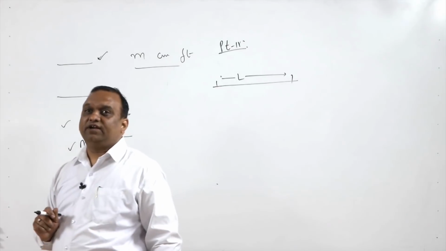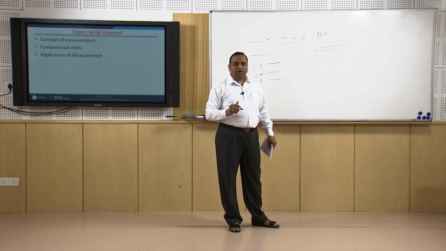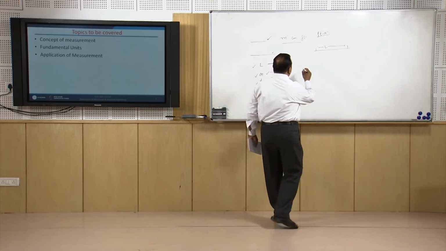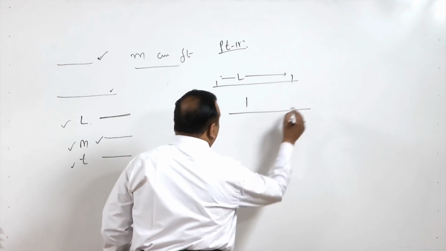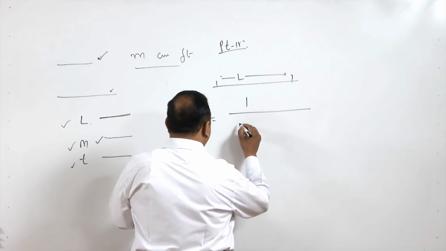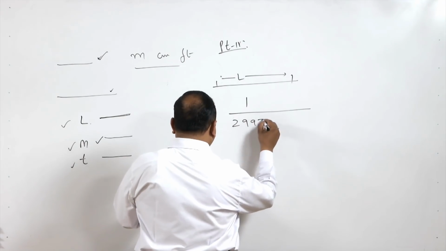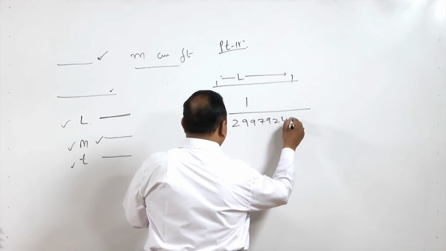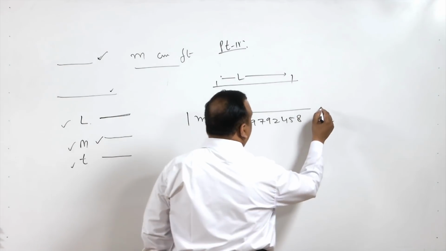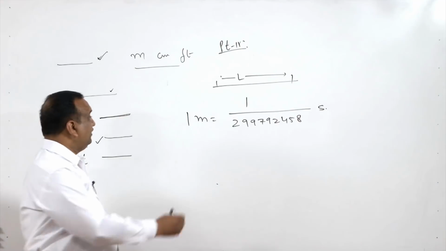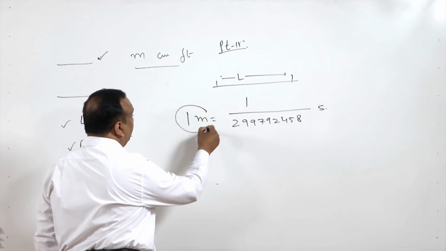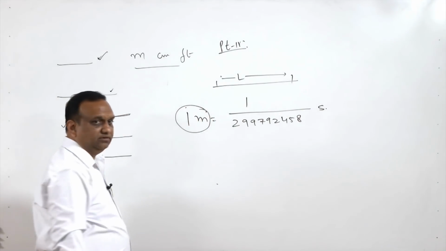But now this standard has changed. Now the 1 meter length is the distance traveled by light in vacuum in 1/299792458 seconds. So this distance is 1 meter as per the international standards.